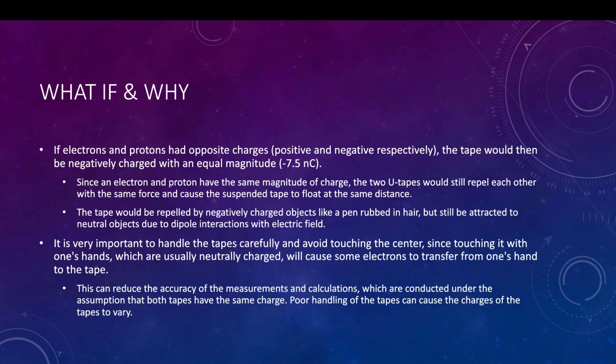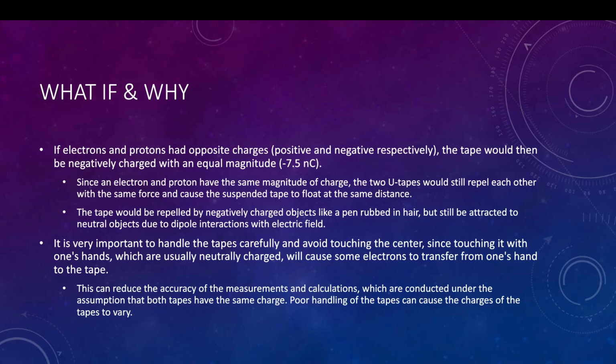If electrons and protons had opposite charges, the tape would then be negatively charged with an equal magnitude, or negative 7.5 nanocoulombs. Since an electron and proton have the same magnitude of charge, the two U-tapes would still repel each other with the same force and cause the suspended tape to float at the same distance. However, this tape would be repelled by negatively charged objects like a pen rubbed in hair, but still be attracted to neutral objects due to dipole interactions.